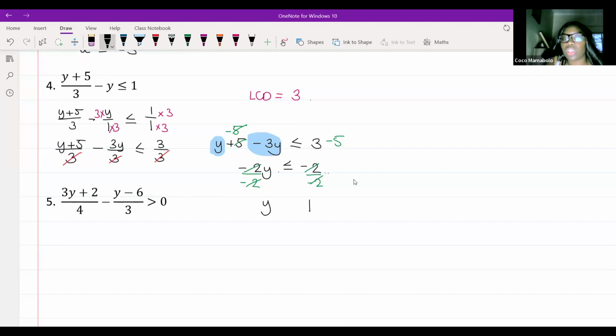But what's going to happen to my sign, peeps? What's going to happen to my sign? The sign will change. Good. It changes because I divided by a negative number. So my sign must now read greater than or equal to, instead of less than or equal to. All right. Okay, now let's plot this on a number line.